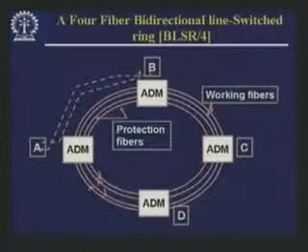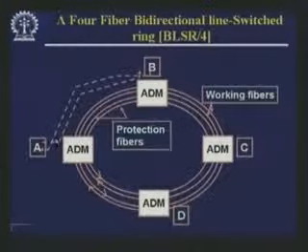So, this is a 4 fiber bidirectional line switch ring. Once again we have two working fibers, say the outer two, and two protection fibers, the inner ones. So, we actually have 4 fibers. Two of them are working fibers: one of them is going in one direction, the other in the other direction. So, this is bidirectional, we can communicate both ways.